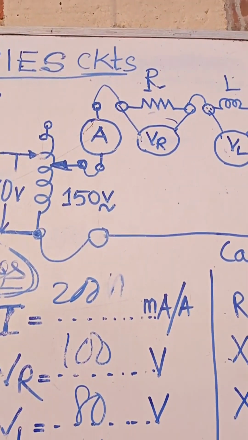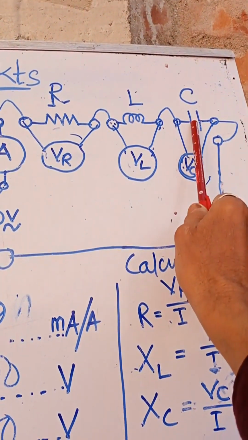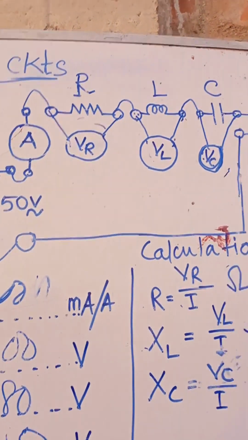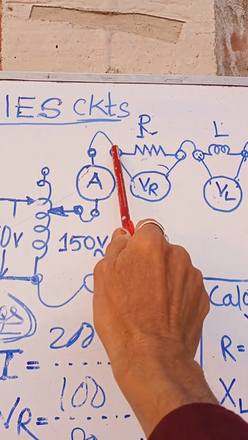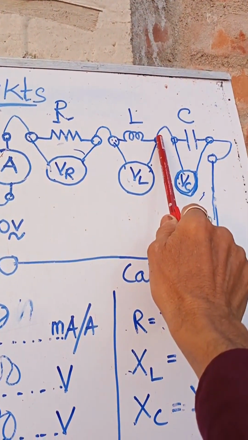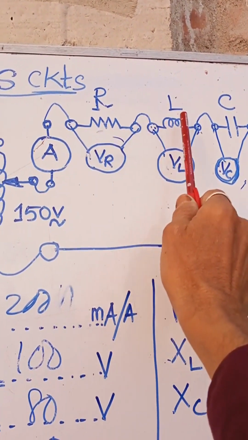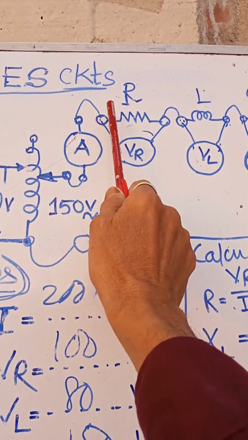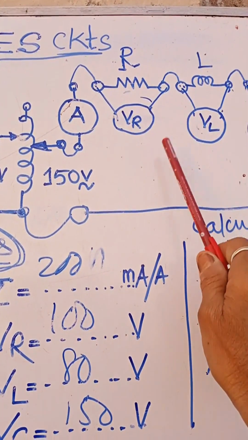When the components RLC or RL or RC are connected end to end, then it is called the series circuit. This is the end 1, this is the end 2, this is the end 1, this is the end 2, this is the end 1, this is the end 2. So the components are connected end to end. So the first and last two terminals are connected with the supply, then it is called the series circuit.